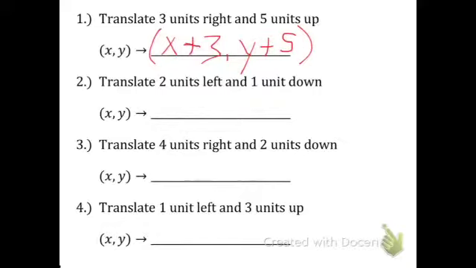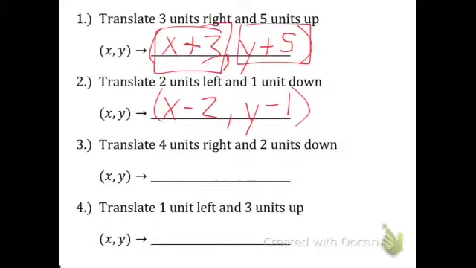On 2, if you want to go left, you need to subtract how far you want to go left. That's 2. If you want to go down, you subtract from your y that much. And that's it. And so notice how this looks like a point. This is the x part, this is the y part, it's got a comma in between them. So that's all you're doing on this.